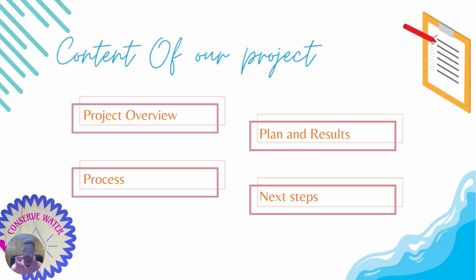So starting off, we're going to start off by our content of our project. We're going to start off by project overview, just to look over some facts about our projects, and then go into the plans and results. And then we move forward to the process, which is the current situation of the project, and then next steps, which will be featuring the future steps that need to be taken to finish this project.